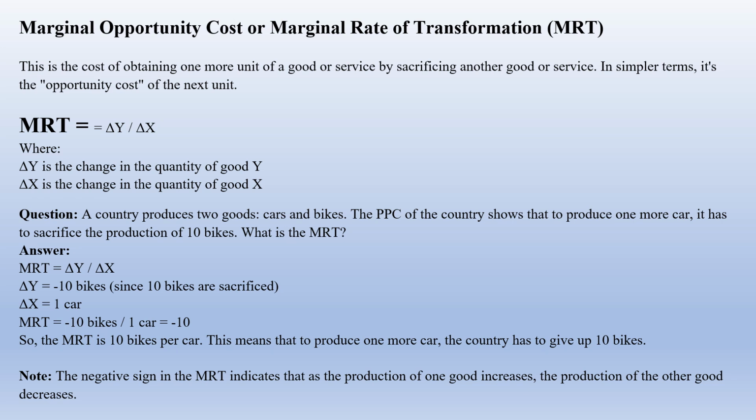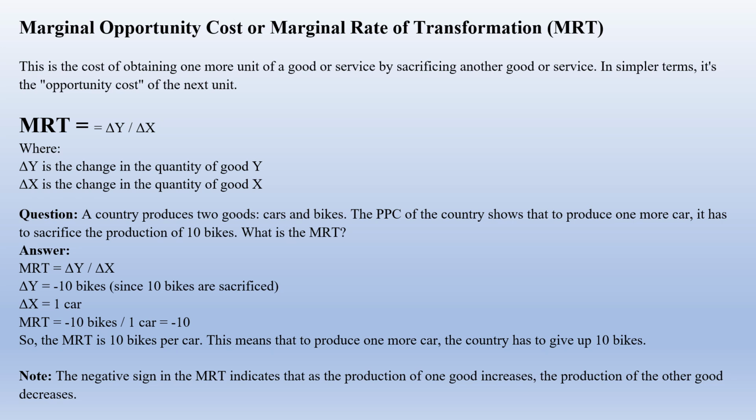Marginal opportunity cost, or marginal rate of transformation. This is the cost of obtaining one more unit of a good or service by sacrificing another good or service. Or in simpler terms, it's the opportunity cost of the next unit. That means one commodity is sacrificed to produce one more unit of another commodity. Equation: delta Y upon delta X. Delta means changes in the quantity of good Y, and delta X is the change in quantity of good X.